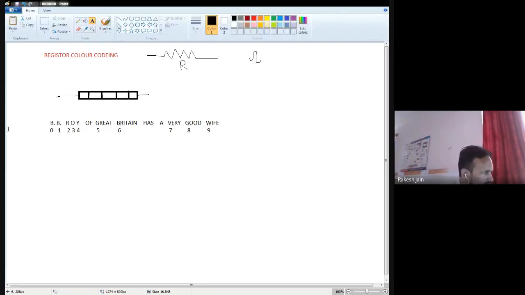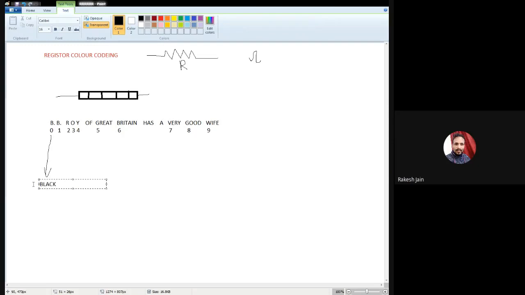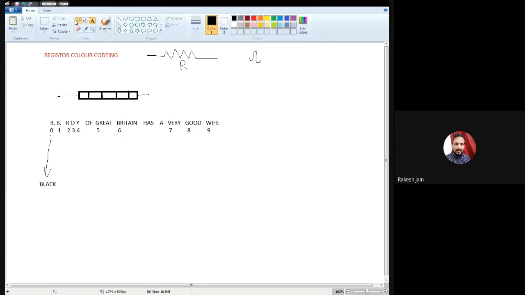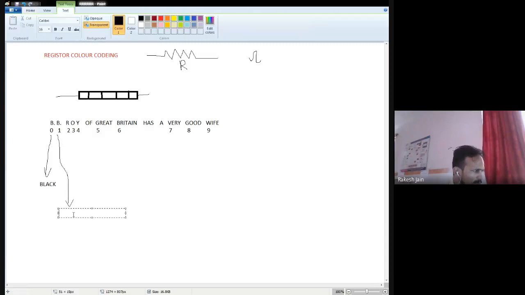Okay, now what are the color meanings? What are the different color meanings? First of all, what is the meaning of this B? The first B stands for black, remember this. The second B is for brown color. If you easily understand this color coding, then you can find out the answer for any value of resistance.